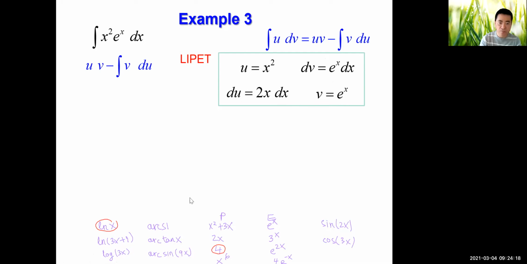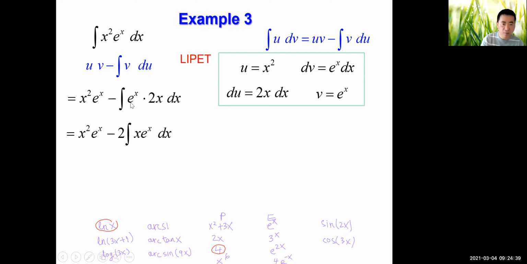Apply the formula. You have x squared times e to the x, u times v, minus the integral, v is e to the x, times du, which is 2x dx. Now, let's rewrite this a little bit. Take the 2 out and rearrange it. I have a new integral to do.